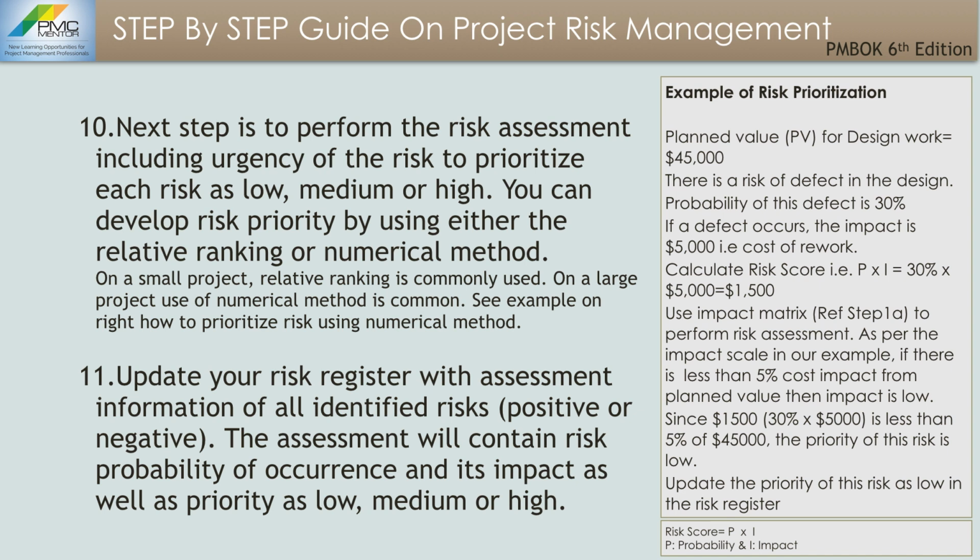You can look at the example on the right to understand how this numerical method is actually being done and carried out. Number 11, update your risk register with assessment information of all identified risks, positive as well as negative. The assessment will contain risk probability of occurrence and its impact, as well as its priority, low, medium, high, or very high.